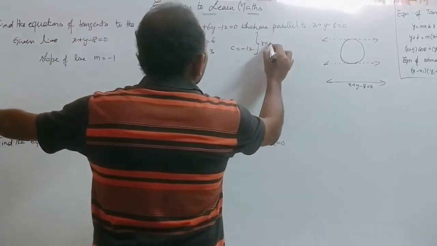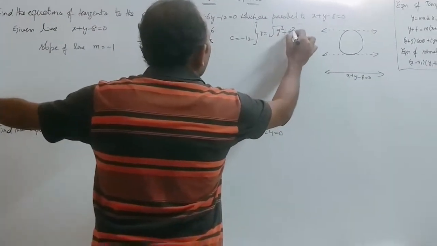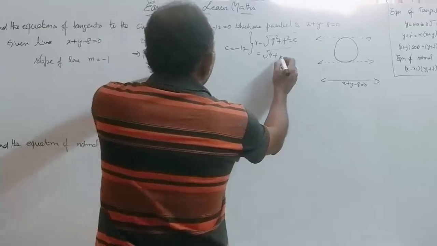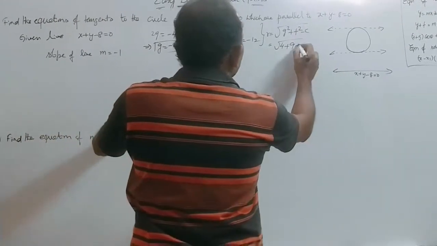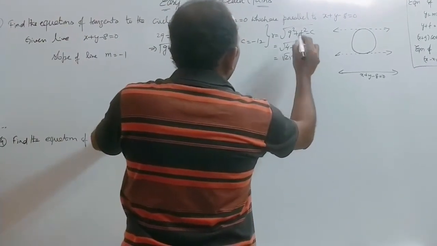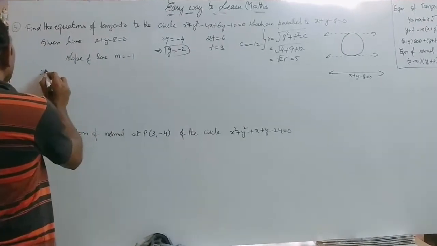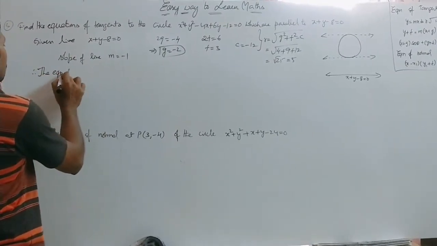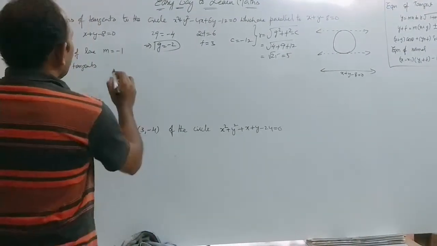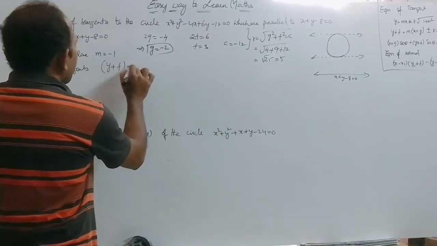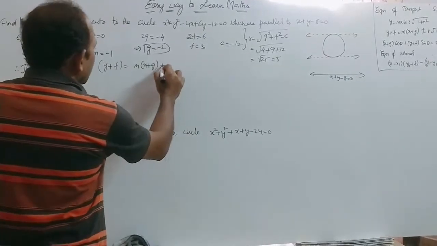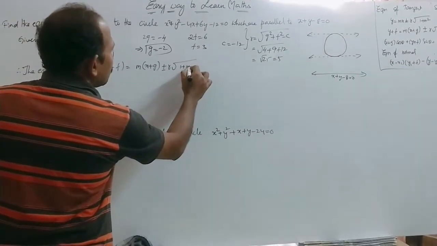Then r is equal to square root of g square plus f square minus c, that is equal to square root of minus 2 square 4 plus 3 square 9 minus of minus 12, that is nothing but plus 12. Therefore that is equal to root 25, which is equal to 5. Now therefore the equations of tangents. Formula here: y plus f equal to m into x plus g plus or minus r into root of 1 plus m square.